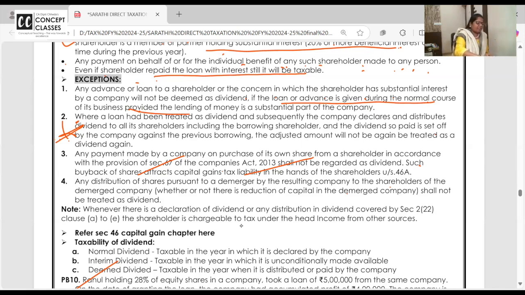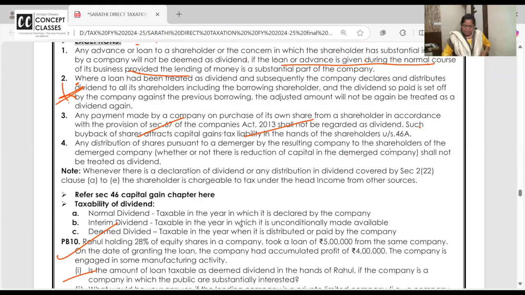Obviously, if a private company, say ABC Limited, is splitting into AB Limited and C Limited, then when the companies are demerged, the shareholders will now get the shares of two companies. He was a shareholder of ABC Limited. Now he has got the shares of AB Limited and C Limited. Is this a deemed dividend?